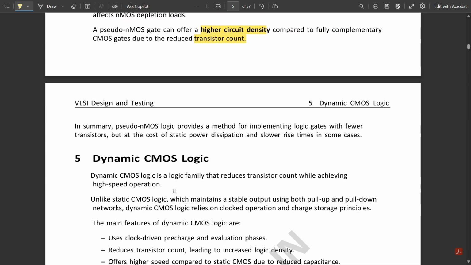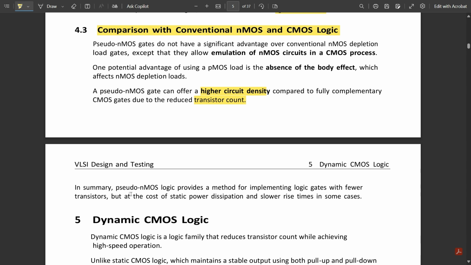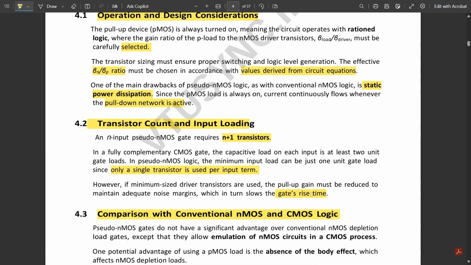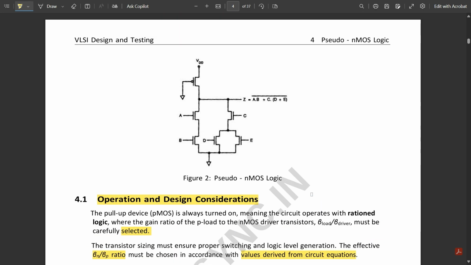So, in summary, pseudo NMOS logic provides a method for implementing logic gates with fewer transistors, but at the cost of static power dissipation and slower rise time. Since we have only a smaller number of transistors, we have a limitation as well. That is static power dissipation and slower rise time. So yeah, this was all about the pseudo NMOS logic.